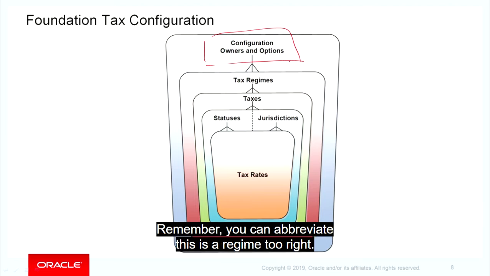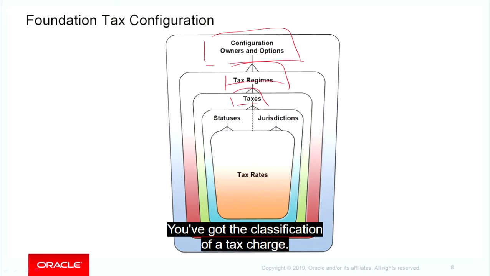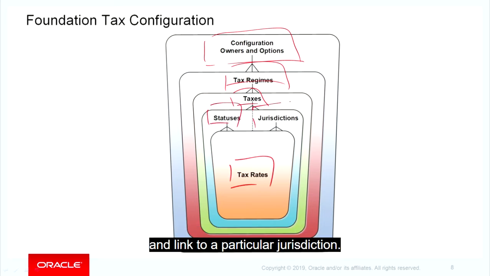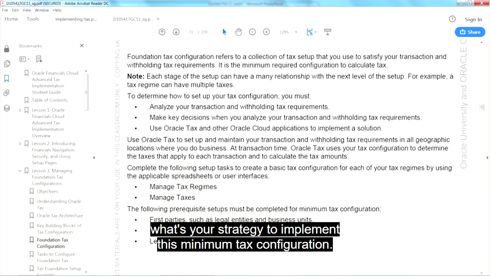Remember, you can abbreviate this as a regime to rate. So you've got all the rules and regulations of a particular tax. You've got the classification of a tax charge. Under a tax charge, you would have the status, rates, and obviously linked to a particular jurisdiction. But in the text, you'll see they're also giving your strategy to implement this minimum tax configuration.